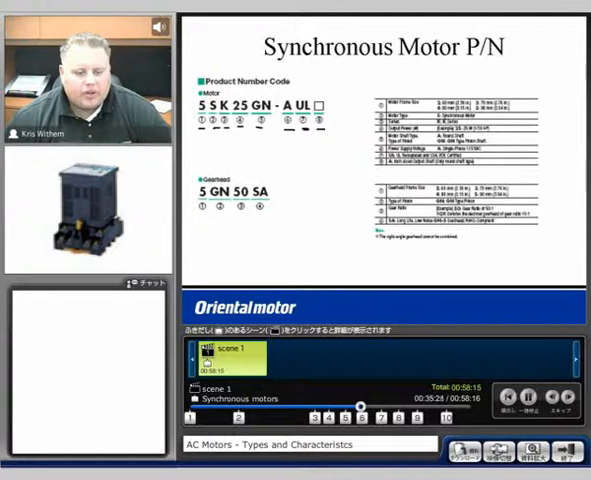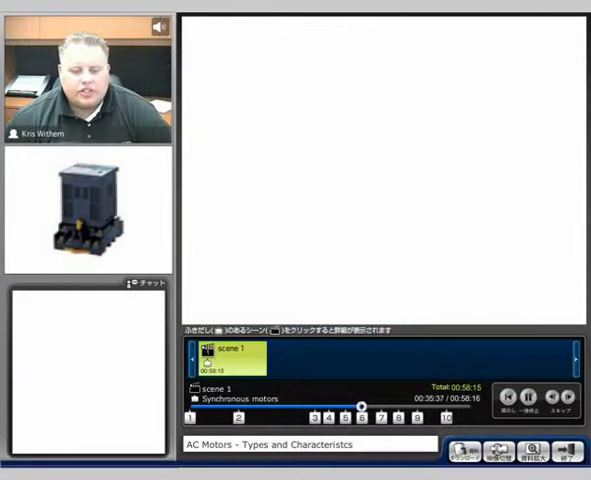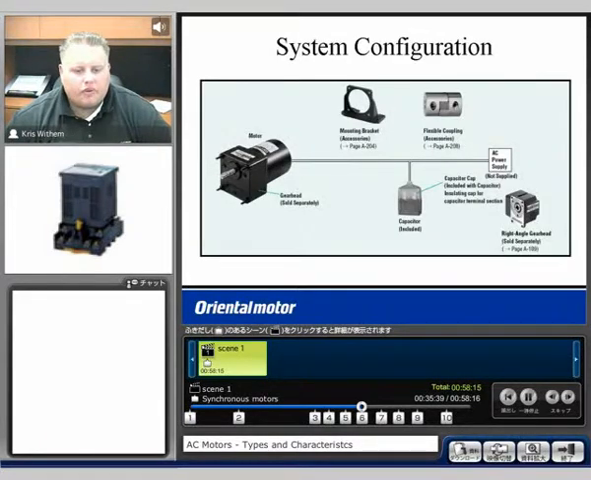And then again, same thing with the gearhead part number. Frame size, along with pinion style, gear ratio, output shaft, whether metric or imperial. Configuration is the same as before with the AC induction motors and reversible motors. Mounting brackets, couplings, and right angle gearheads are available.